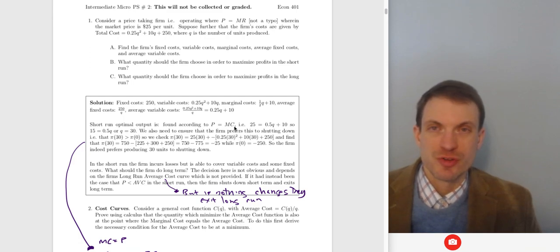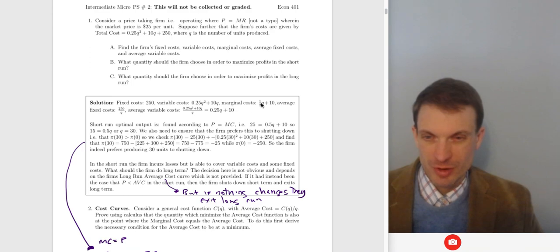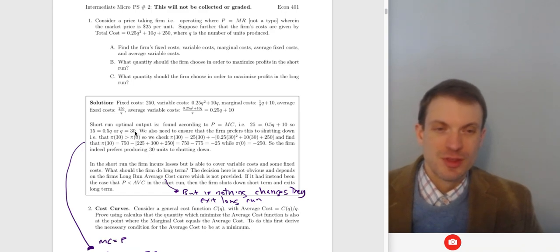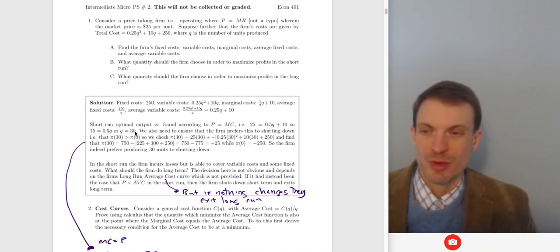Anyway, so short run output, how do we find this? Well, let's find where marginal cost is going to be equal to price. So we'll set 25 equal to marginal cost, which is 1/2 Q plus 10. Okay, so moving the 10 to the other side, we have 15 is equal to 1/2 Q, or 30 is equal to Q. This is just what the firm will produce if they're going to produce a positive amount of output. Maybe they want to produce 0.